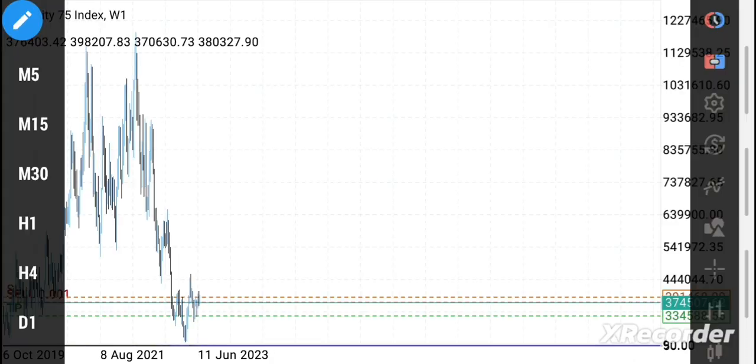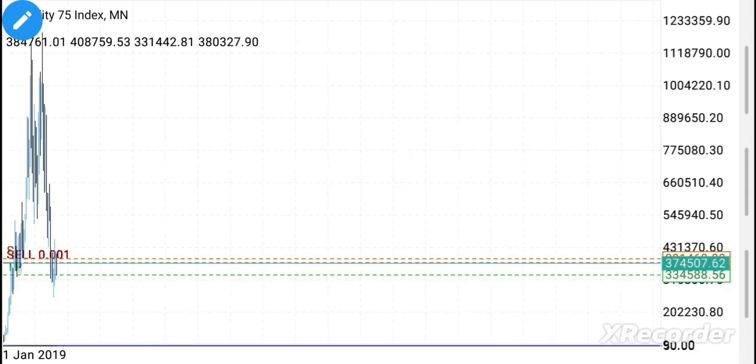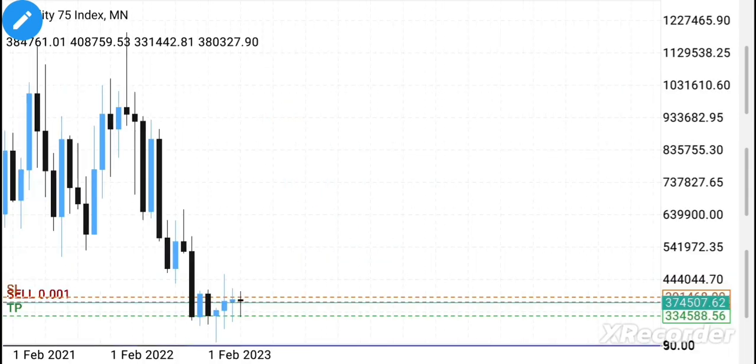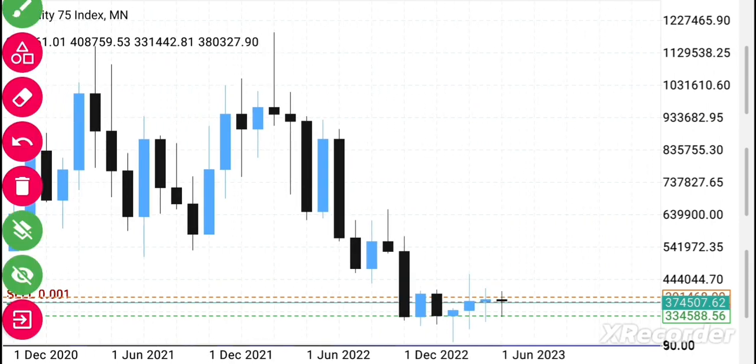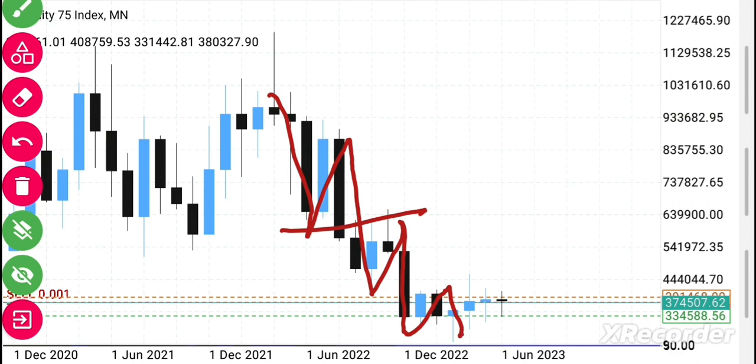As we are doing the market analysis, we have to start from the monthly time frame to get the direction. We are on the monthly right now. If you can see here, the Volatility 75 Index is making lower low, lower high, lower low, lower high, retesting this one. Around here now it is making equal lows and equal highs, guys.